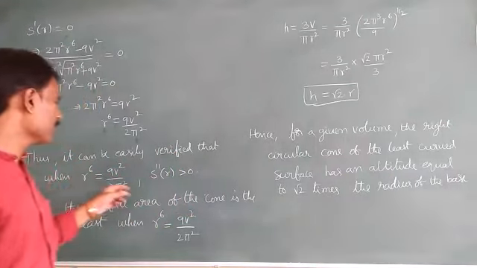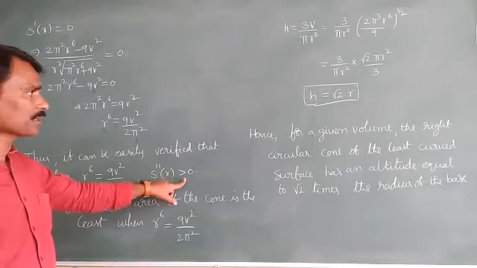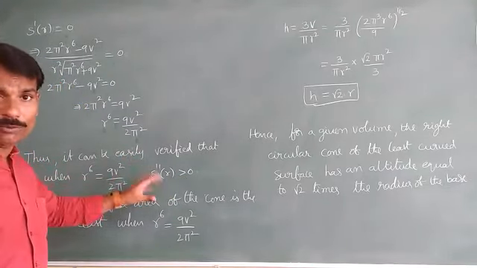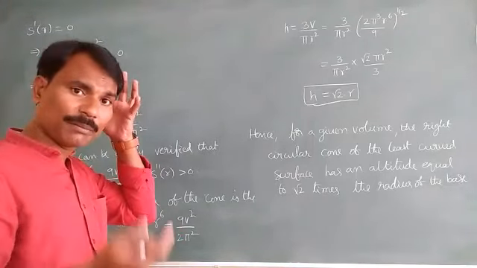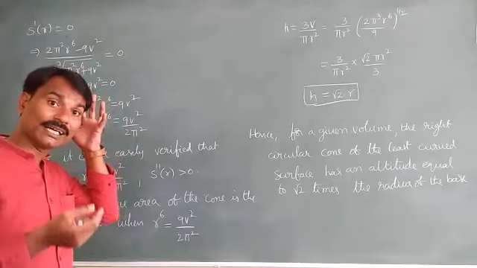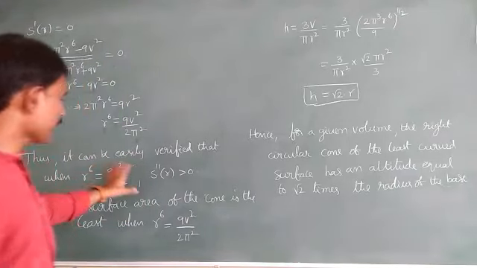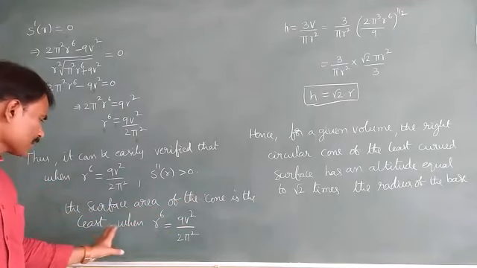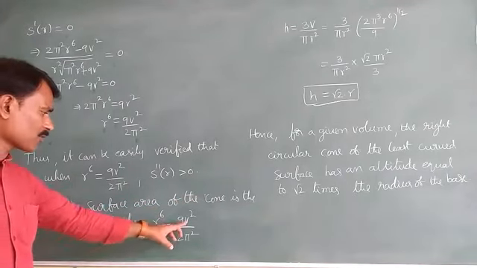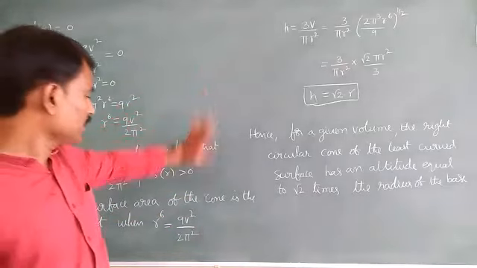So what you have to write is directly S double dash of r greater than 0, because up to now we have only dragged out the explanation and simplification. If we do it in full, it will take much time and kill the time also. So you can write it that way, no problem, nothing will happen. So the surface area of the cone is least when r⁶ equals 9V² by 2π², that is clear.